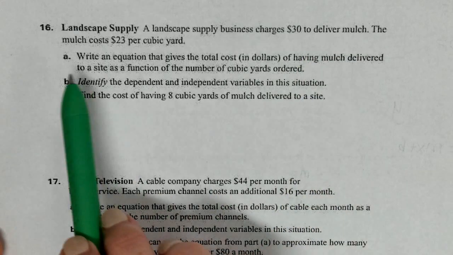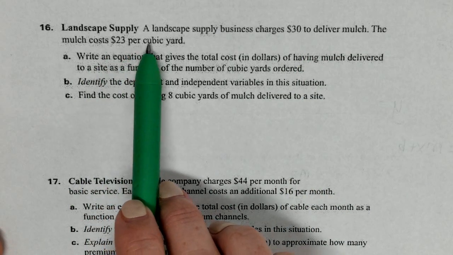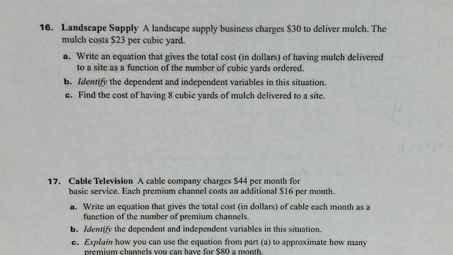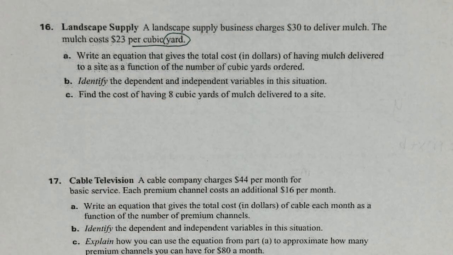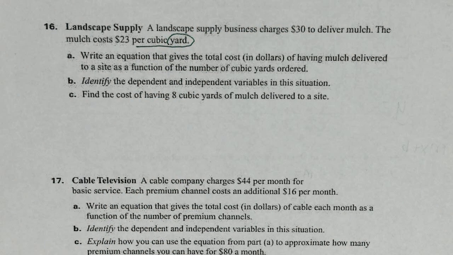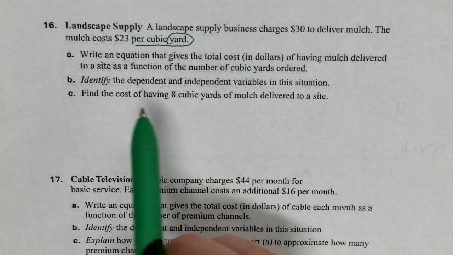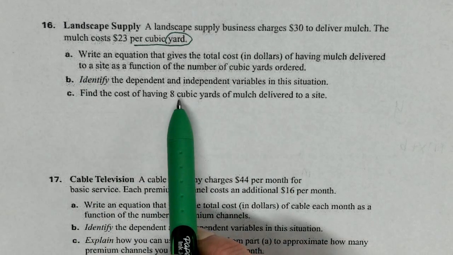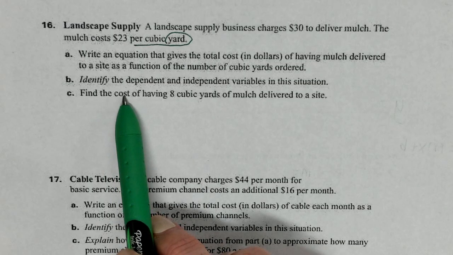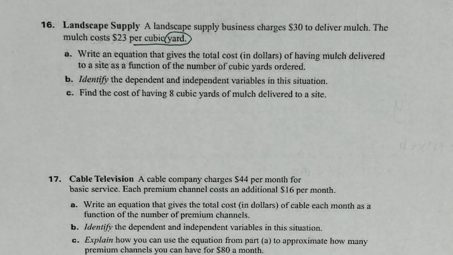$30 to deliver mulch. The mulch costs $23 per cubic yard. So what are we solving for? Total cost. So the dependent is the total cost. The independent is what? How many cubic yards we're buying. So I just gave y'all one of those answers. That's what you write. Then it wants you to take your equation from part A and plug it in to find how much you're going to spend for 8 cubic yards.